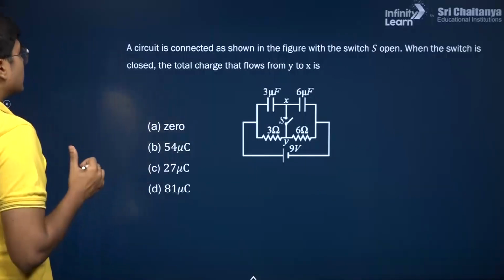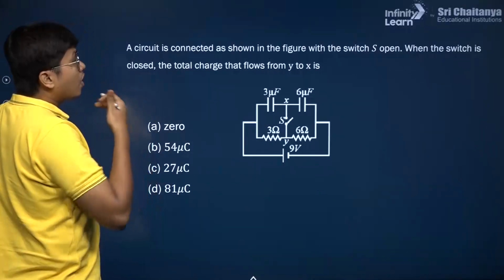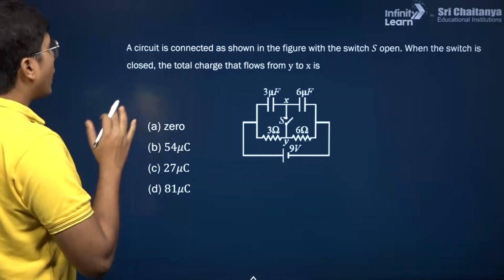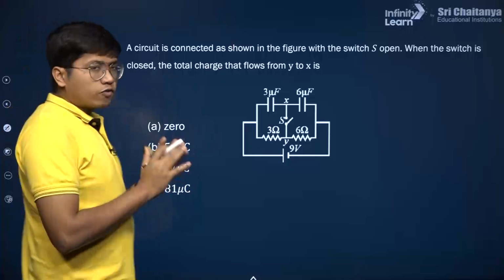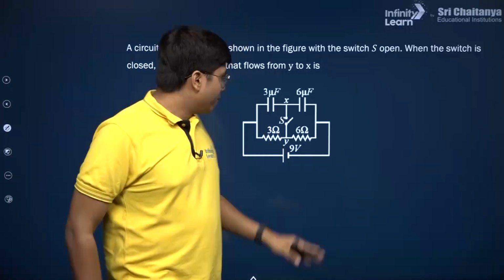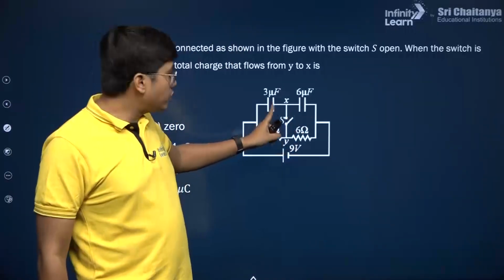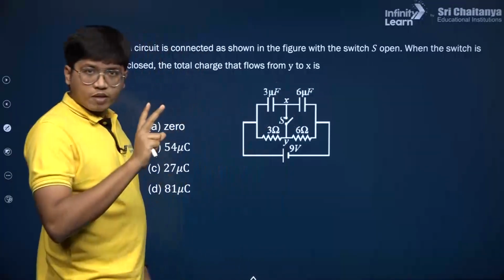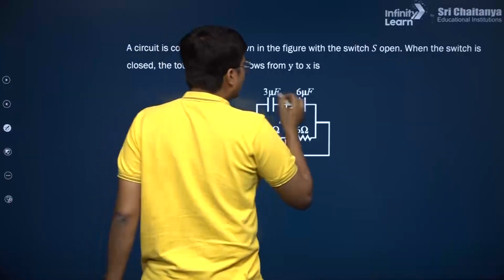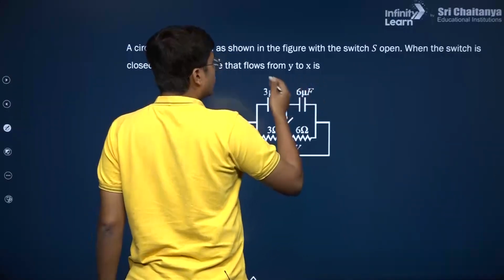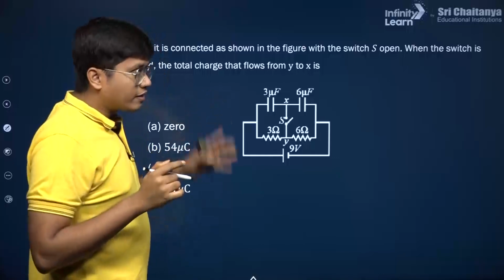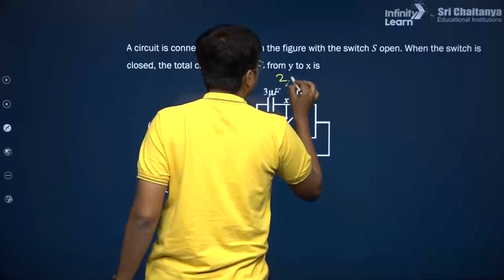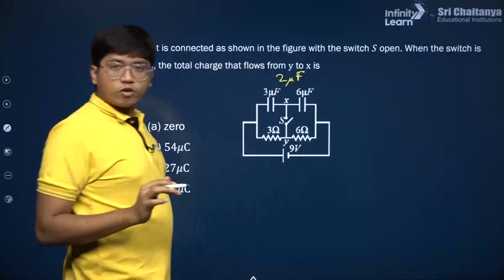Next question. This says a circuit is connected as shown in the figure with the switch open. When the switch is closed, the total charge that flows from Y to X is. Now only think of the steady state cases over here. When the switch is open, essentially you have these two capacitors in series, which means their equivalent is 3 into 6 divided by 3 plus 6, 18 by 9, that is 2 microfarad. The equivalent is going to be 2 microfarad.